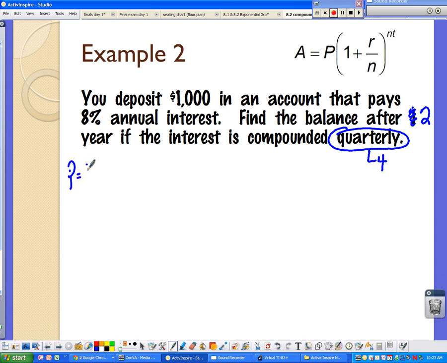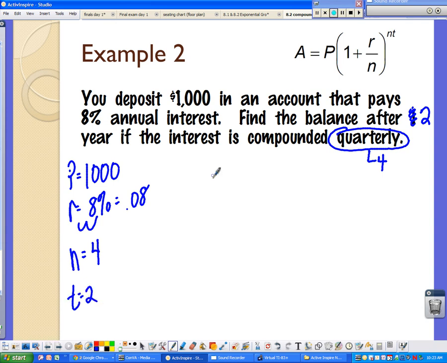So our P is 1,000. Our R is 8%. But remember, we've got to turn it into a decimal. So it ends up being 0.08. N is 4 this time because it's compounded quarterly. And T is 2. So when I input it into my formula, P is 1,000, parentheses, 1 plus my rate, 0.08, divided by 4. N is 4. And then I'm going to go ahead and multiply N times 2, so 4 times 2, which is 8.